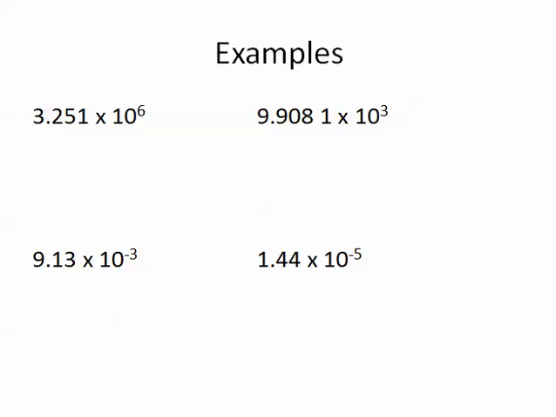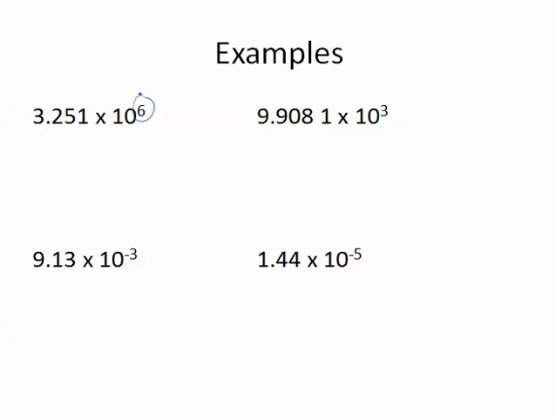If we take a look at these examples, here we see we're going in the other direction. This time we're given a value in scientific notation. We want to express it in standard notation. If I take a look up here, we see that I have a value of 3.251 times 10 to the power of 6. And because this 6 is positive, that means my number needs to get bigger. Therefore, I will be moving my decimal to the right.